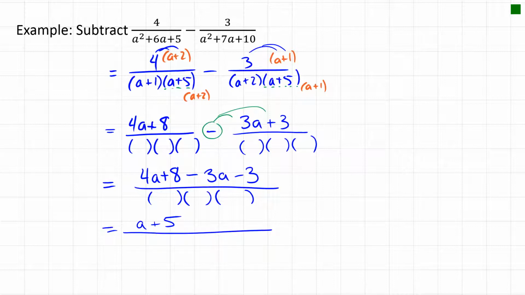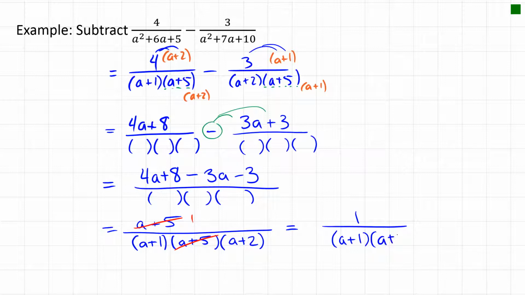And then in my denominator, I have that common denominator that we figured out early, which is a plus 1 times a plus 5, or sorry, a plus 1 times a plus 5 times a plus 2. And look at this, we have some cancellation that's going to happen. A plus 5 in the numerator cancels with a plus 5 in the denominator. And because the whole numerator canceled away, we still have a factor of 1 there. So my simplified answer is going to be 1 over a plus 1 times a plus 2. And that's my final answer.